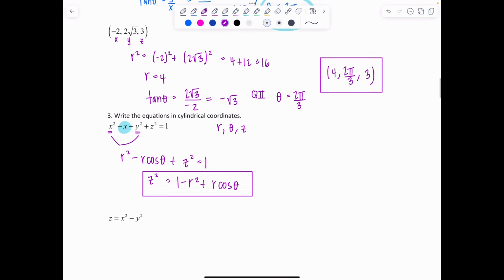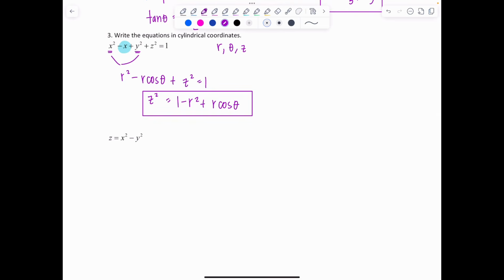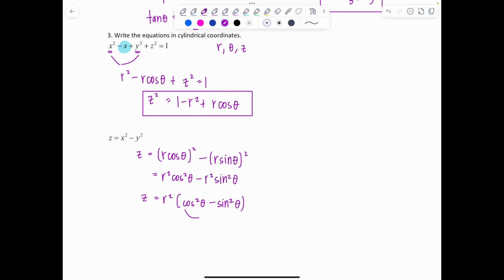Okay, next one, z equals x squared minus y squared. So z is already isolated. I'm just going to replace x with r cosine theta. That'll get squared. And then y with r sine theta. That's squared as well. So this is r squared cos squared theta minus r squared sine squared theta. Now I can factor out an r squared. And then we have cos squared theta minus sine squared theta. And yep, that's our double angle identity. That's cosine 2 theta. Okay, so I'd say this is as cleaned up as it's going to get. Z equals r squared cosine 2 theta. Good.